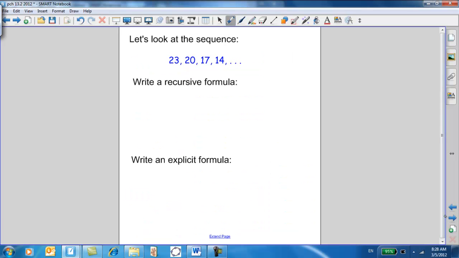Now, let's look at another sequence and come up with its recursive formula. So remember, for a recursive formula, you have to specify two things. You have to say what the first term is, 23, and then you have to say that the nth term is the previous term, in this case, minus 3. We have a common difference here of negative 3. It's arithmetic. You keep dropping by 3.